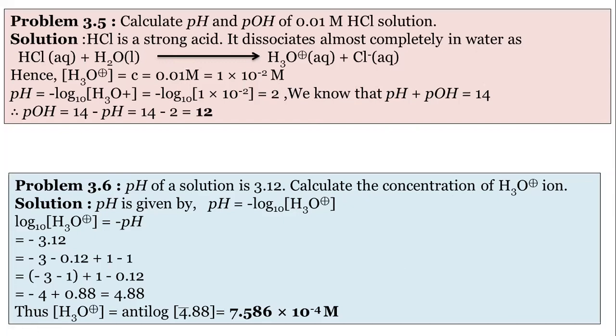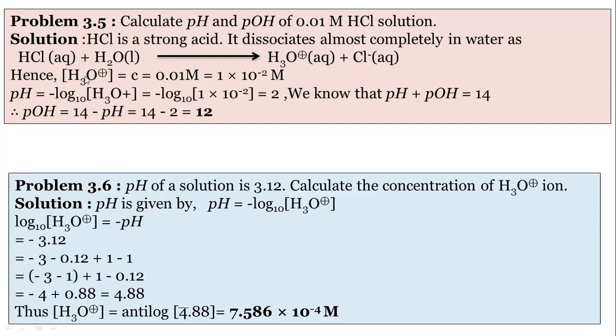Calculate pH and pOH of 0.01 molar HCl solution. It is given here. So HCl solution, you know, it is a very, very strong acid. It will be dissociated completely. So this is the dissociation given. When HCl is dissolved in water, it will dissociate as H3O plus and Cl minus.